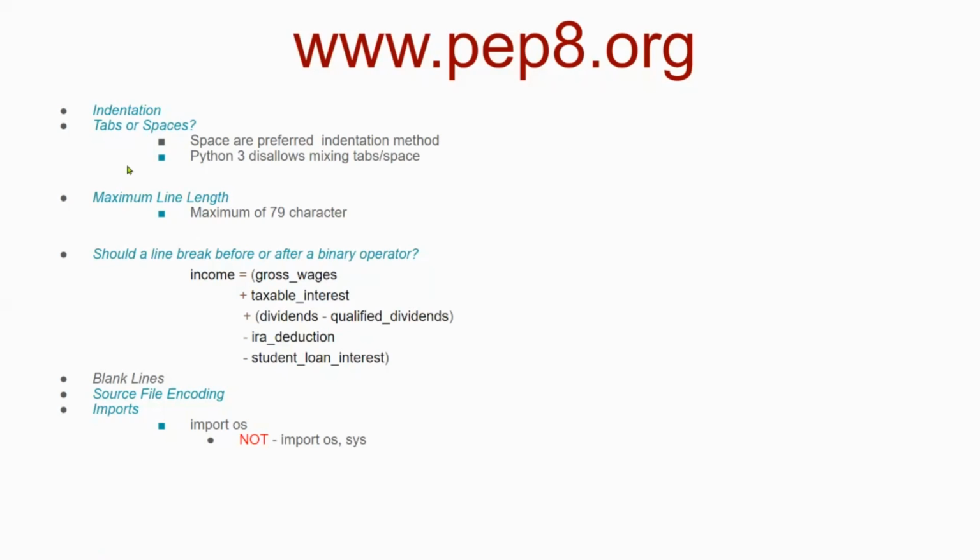Indentation. In Python, indentation is very important. If you make a mistake in indentation, your program won't run. So this is simple and straightforward. And the second thing, tabs or spaces: Python 3 doesn't allow mixing both of them. You have to stick with one, either tabs or spaces, but the majority prefer spaces.